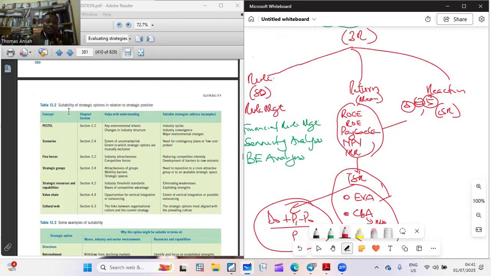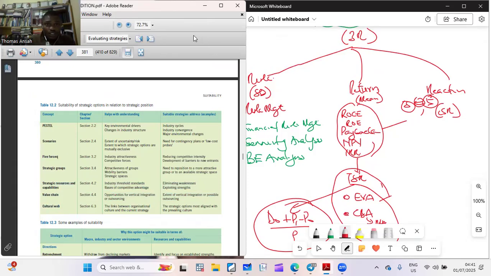So you see, this is the one for the suitability. So the suitability of strategy. We have learned all these things. PESTEL, scenario, that is the sensitivity analysis. Porter's five forces. You remember? Strategic group, strategic resource and capability, value chain and cultural web. We have done all these things.